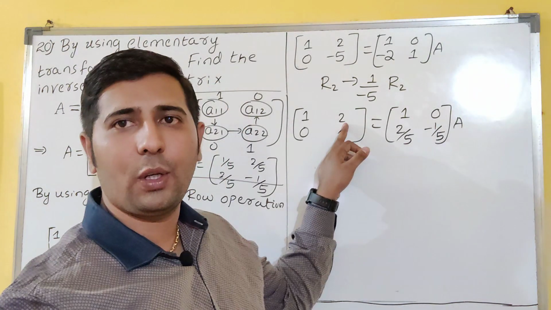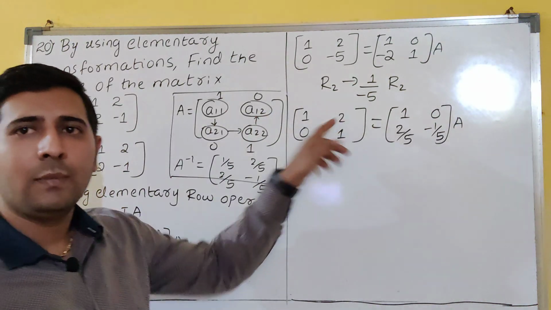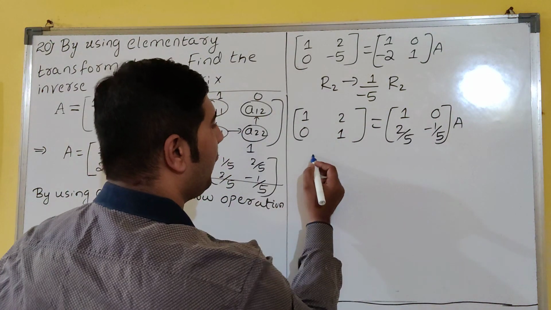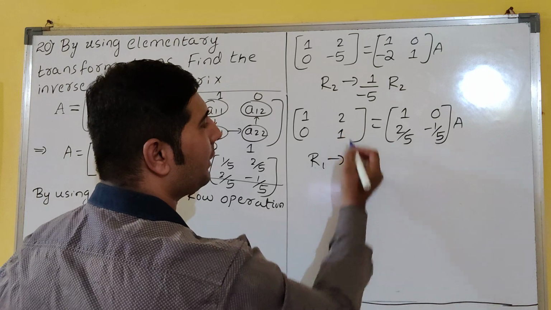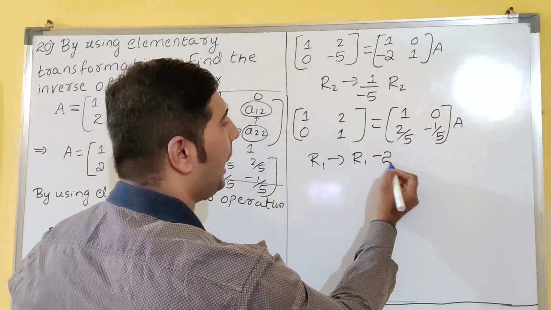I have to get 0 here or not? According to the shortcut, I got 1 here, and I have to get 0 here. This is row 1. You are going to change row 1 now. Row 1 is how much? R1 is 2. Minus 2 into R2 is how much?